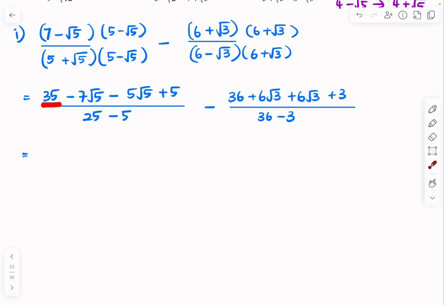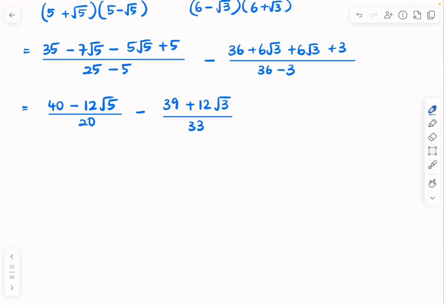Okay. 35 plus 5 is 40. This one √5, so negative 7 oranges minus 5 oranges is negative 12 oranges over 25 minus 5 is 20. Okay, this side. 36 plus 3 is 39. 6 oranges plus 6 oranges is 12 oranges. 36 minus 3 is 33.